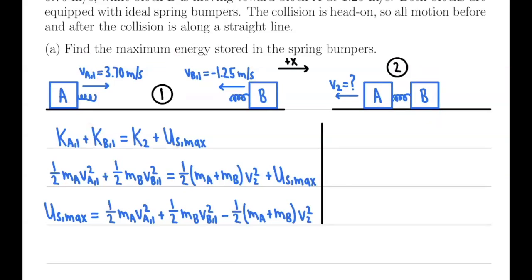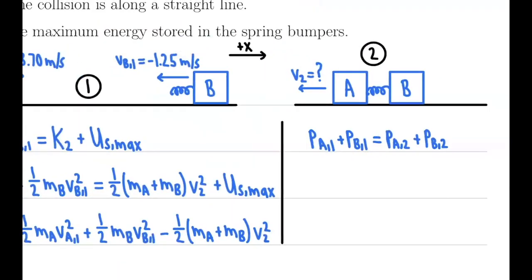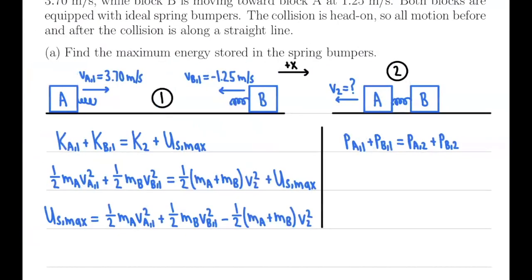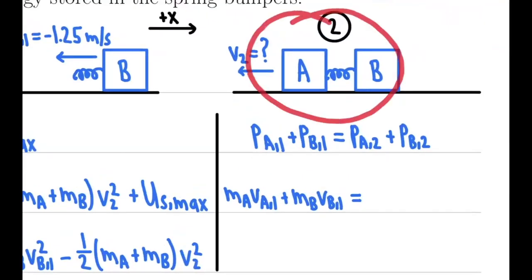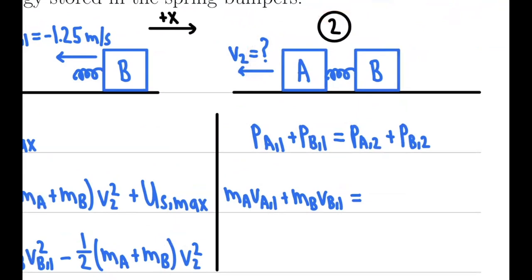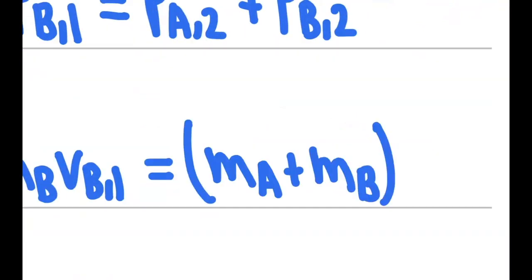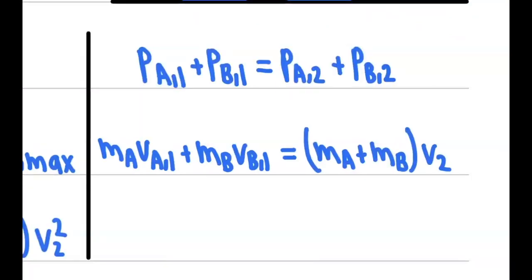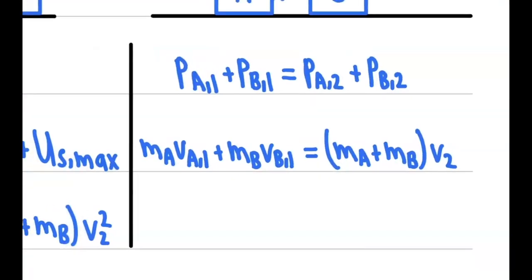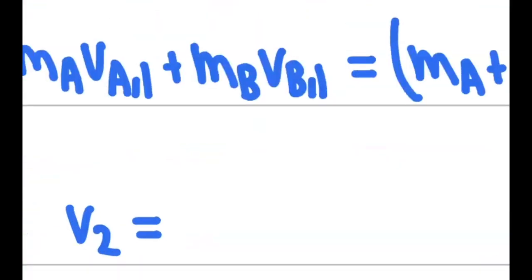So let's do conservation of momentum from 1 to 2. Remember, momentum is mv. So PA1 is mA vA1. PB1 is mB vB1. And at 2, they're moving together, so the total mass is mA plus mB, and they're moving with the velocity v2. So great, we can easily find v2 now by dividing both sides by mA plus mB. So you get this.